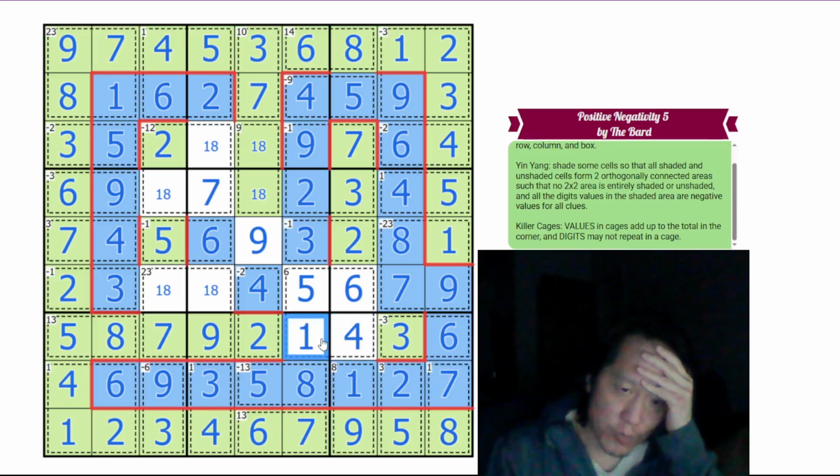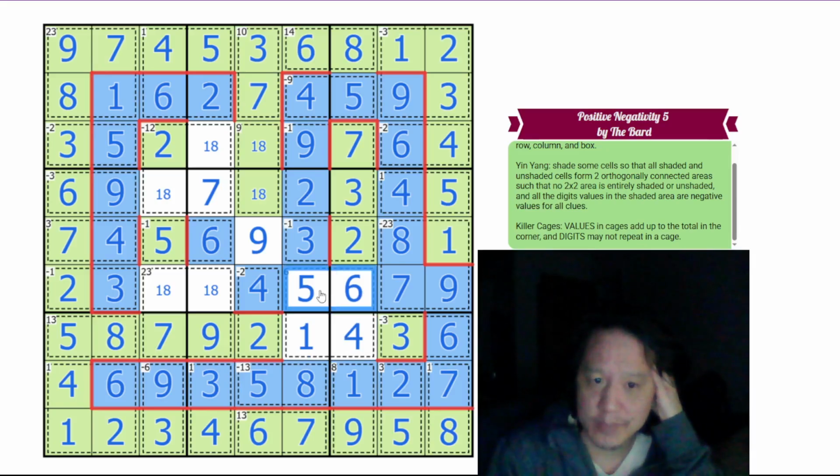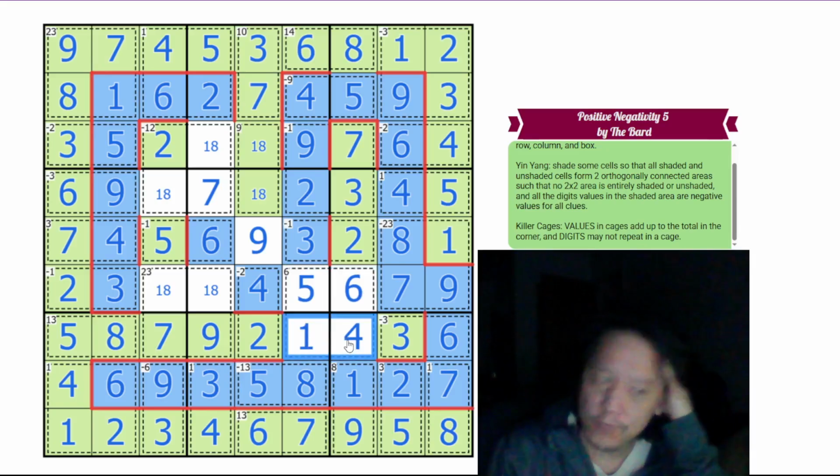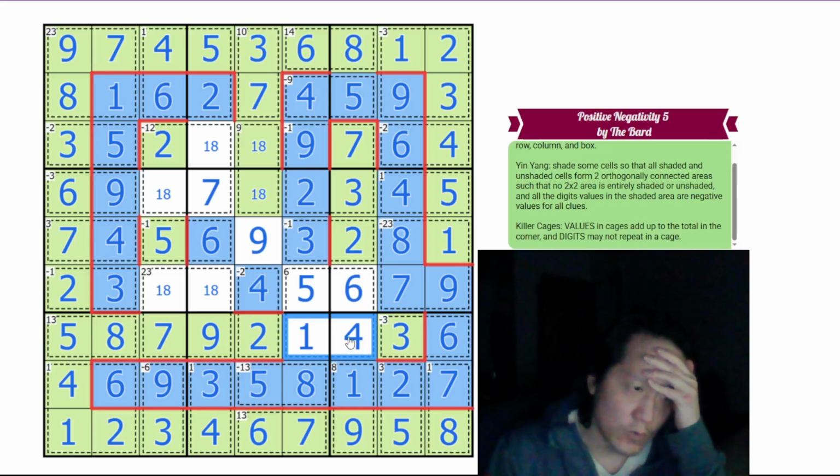At least 1 out of 1 and 4 is positive. So it cannot be two negatives here. So it cannot be 6, 5 minus 1 and 4. So one of these is positive, so both must be positive. So it must be 1, 6, and 4 gives you green. Therefore, this is blue, which means we have a 2 by 2 area that's 3 blues. So this must be green also.